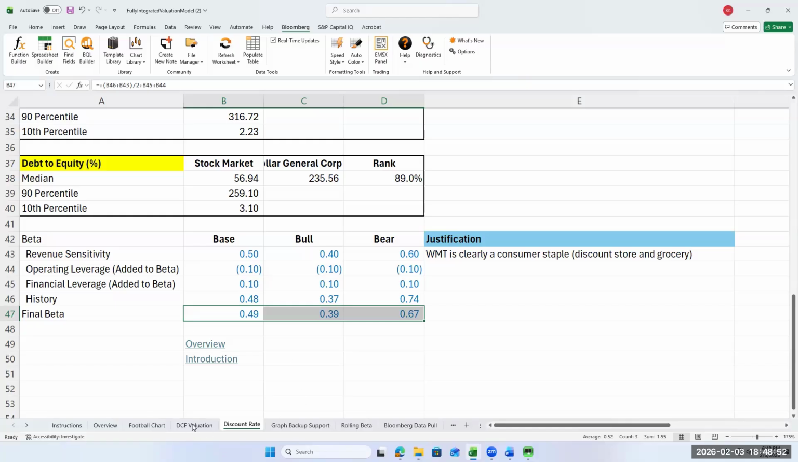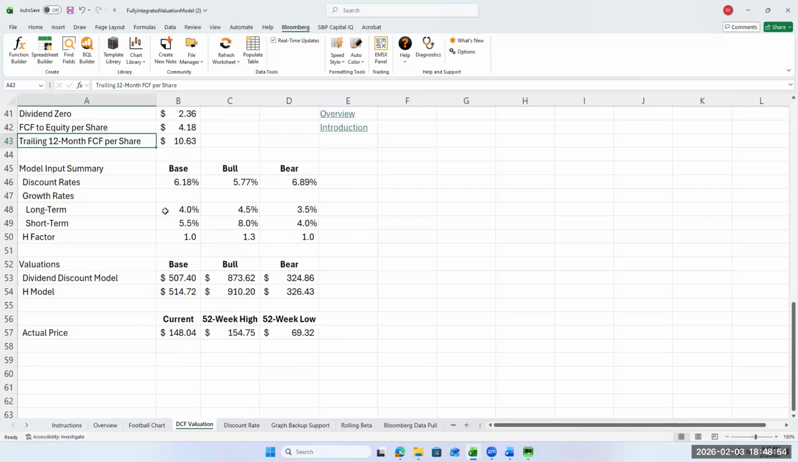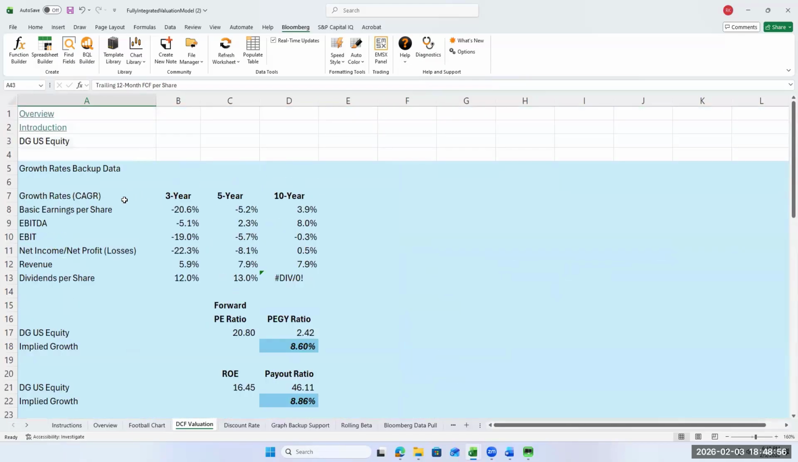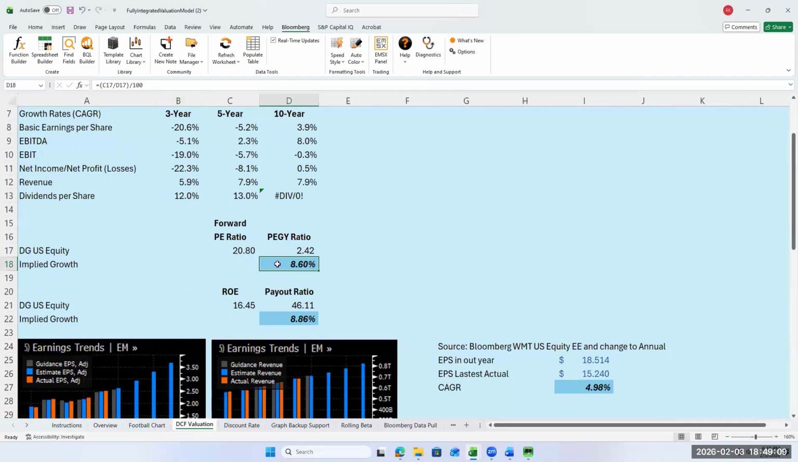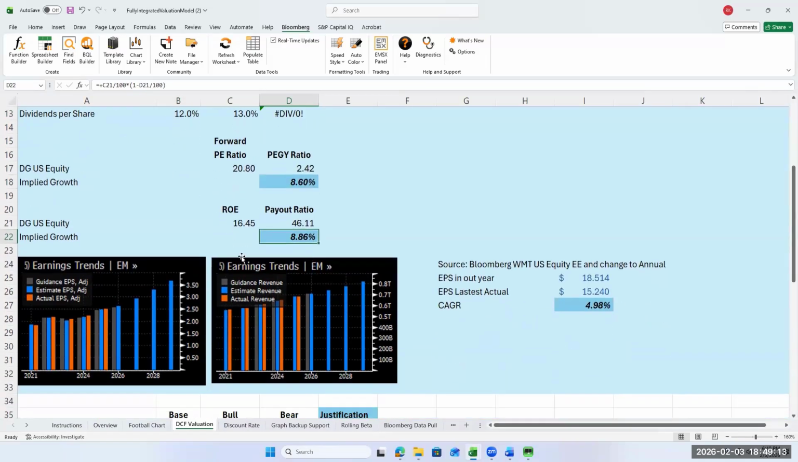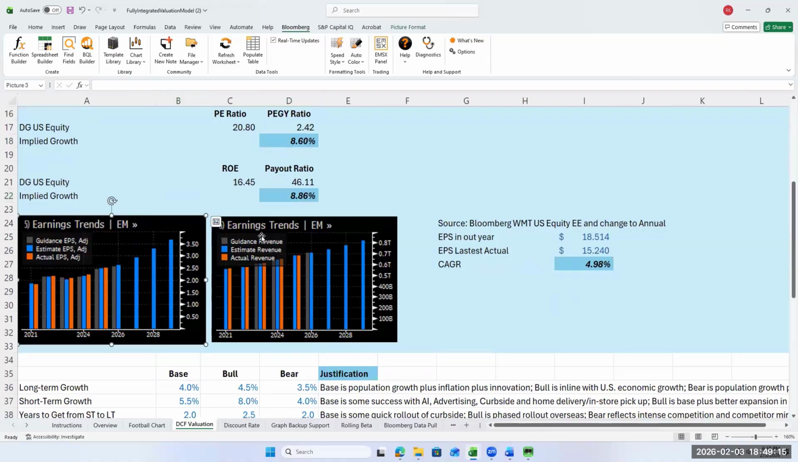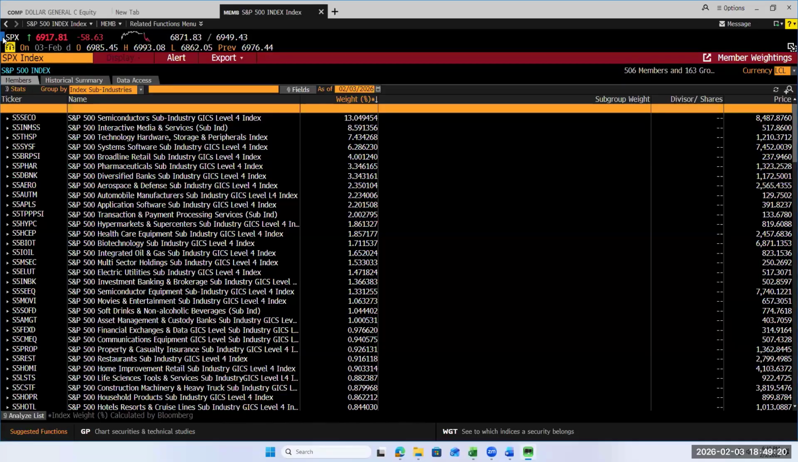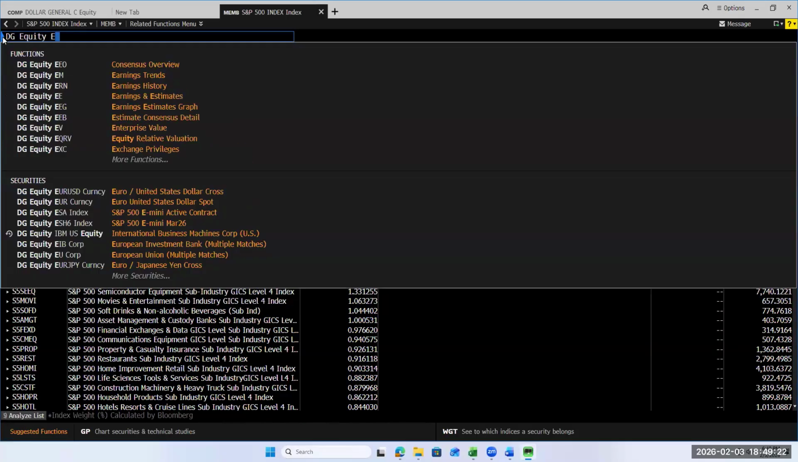Here you go over to the DCF valuation. You have some historical growth rates, 3, 5, 10 years that you can look at. Earnings per share growth, dividends per share growth. You have those numbers all set up for you. You have the PEG ratio approach. You have the ROE approach. This is actually Walmart here, but you can go into Bloomberg, do DG equity and type EE.